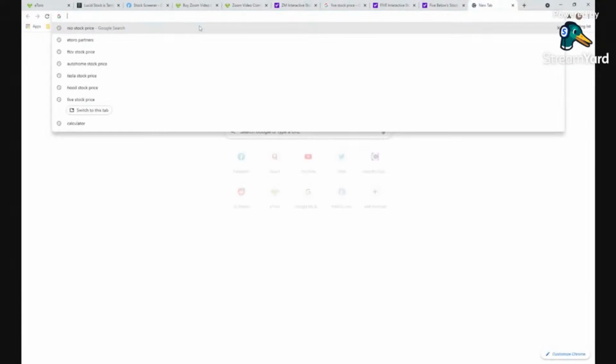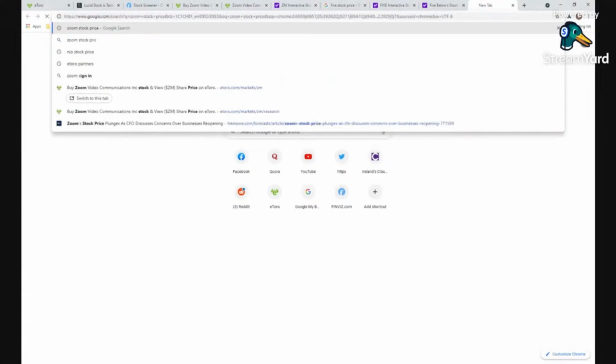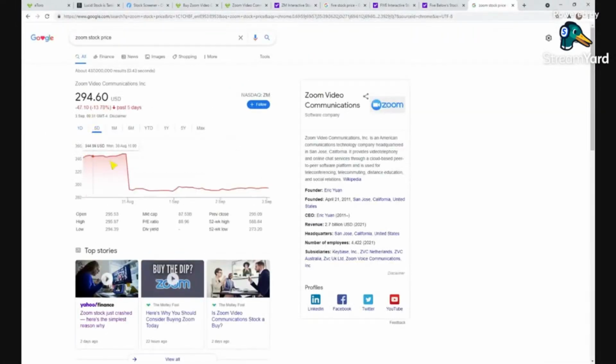So I'm hoping for Zoom to start to drop in price, and then I can get it at a better value. I'm not going to jump in and buy it straight away because it could just drop in price. I'm just going to get Zoom up here. So just put in Zoom stock price. You can see here, massive drop already today. So I'm going to wait to see.